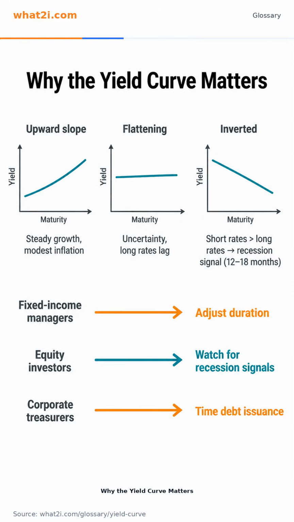The shape of the yield curve tells you how bond investors feel about the economy. An upward slope points to steady growth, while a flattening curve signals uncertainty. If it inverts, with short-term rates above long-term ones, history suggests a recession may follow within 12 to 18 months, influencing everything from fixed income strategies to equity positioning and corporate borrowing.